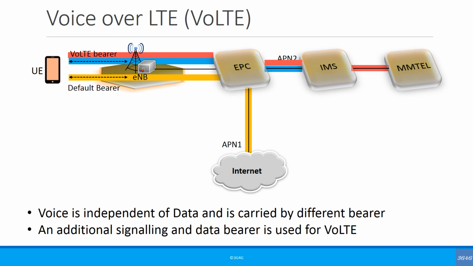So when we looked at the QCIs and we looked at the bearers, the blue one would be the signaling one, QCI 5, right, for IMS signaling, whereas the red one will be the QCI 1, which is the VoLTE bearer. So you have multiple bearers now when you have voice over LTE. So remember, voice is independent of data and is carried by a different bearer, and additional signaling and data bearer is used for VoLTE.